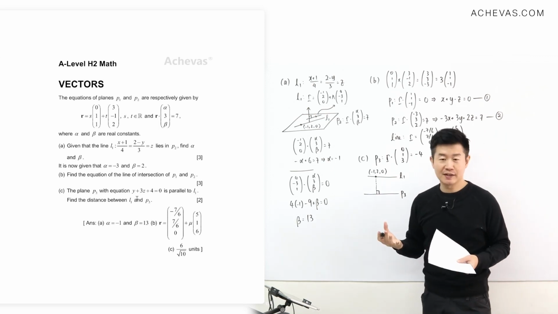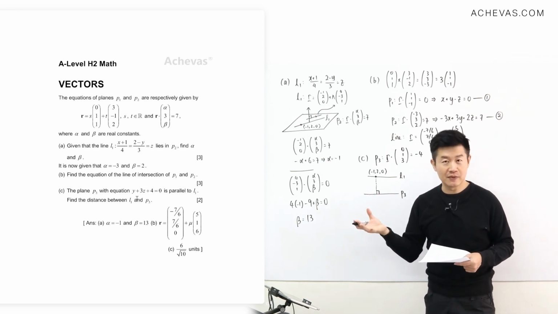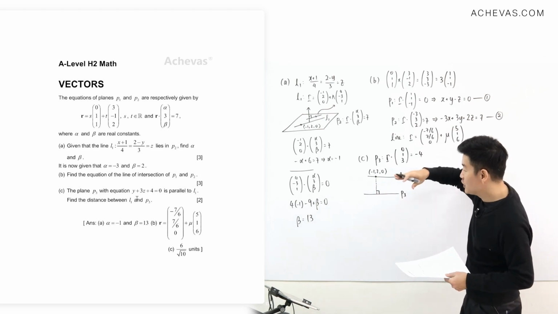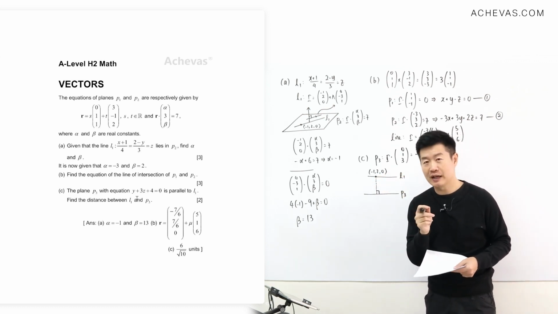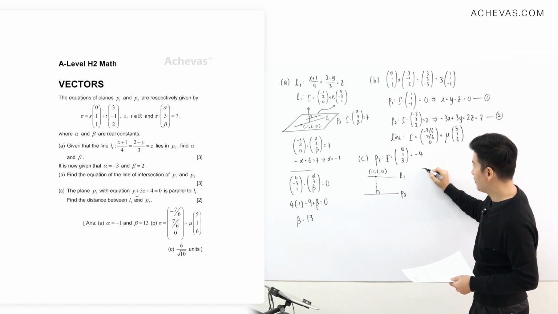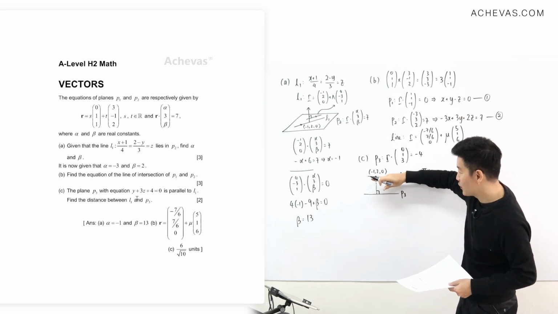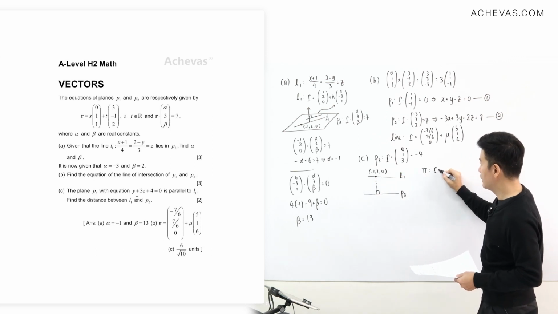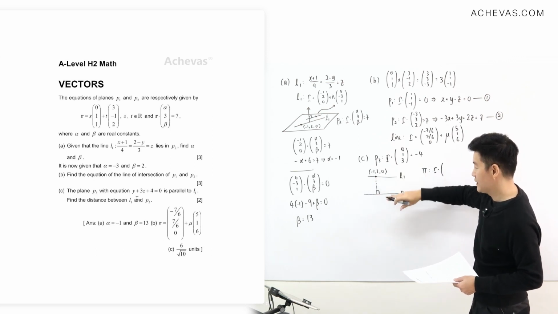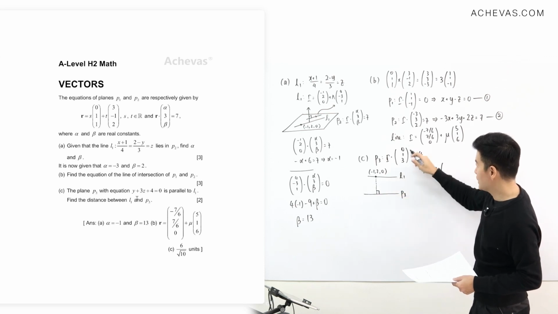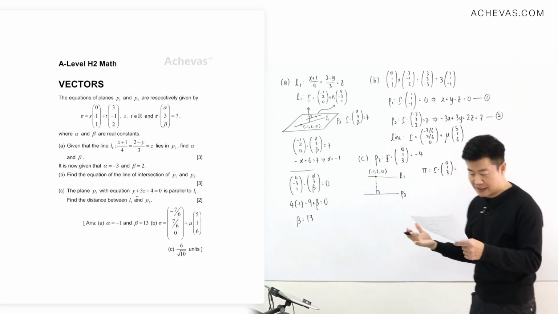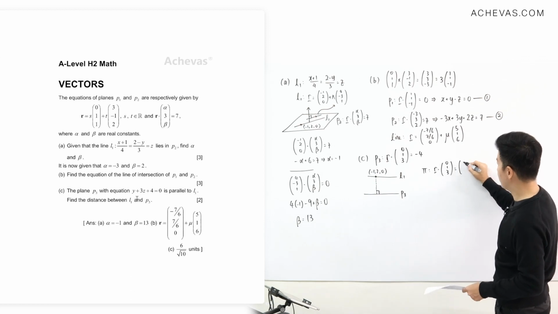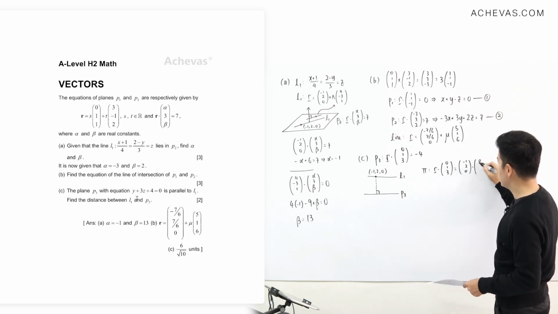And I'm going to make use of a process that we have been using on the Achevas TV, which is to create a plane that is going to be parallel to P3 and passing through (minus 1, 2, 0) to find this distance. So for that plane, I'm going to go for pi, to name that plane that passes through (minus 1, 2, 0). And since this plane is going to be parallel to P3, I'm going to use the same normal vector, (0, 1, 3). It's going to be equal to, since this is the point that is on this plane pi, (minus 1, 2, 0) dot (0, 1, 3), which is going to be equal to 2.